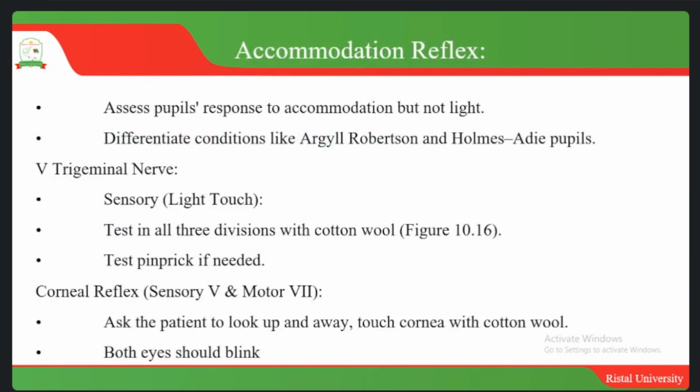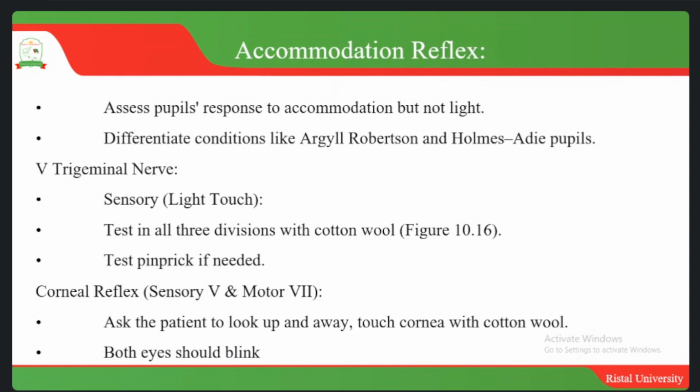When you look at accommodation reflex, we also need to assess the pupil's response to accommodation, but not light. Accommodation is the ability to focus and the ability to see. This differentiates conditions like Argyll Robertson and the Holmes-Adie pupils. When you look at the trigeminal nerve, that's where we look at the accommodation reflexes. The trigeminal nerve looks at the sensory, which is more of light touch. When you touch near the patient's eye, how does the patient respond?